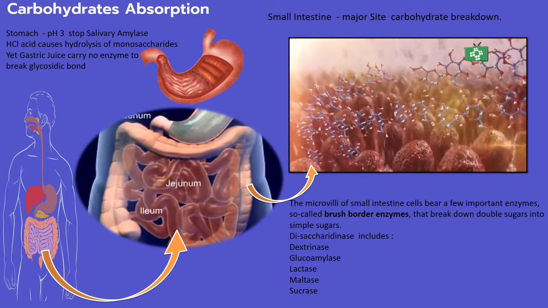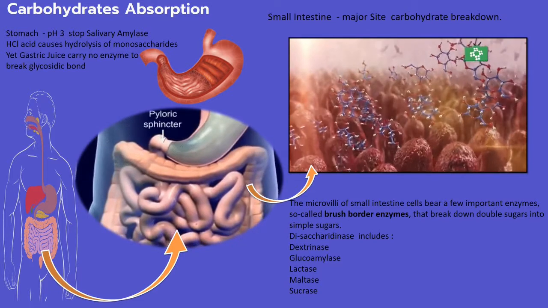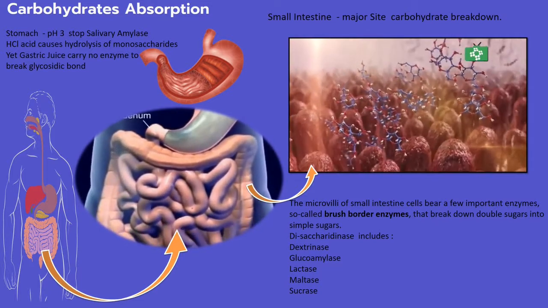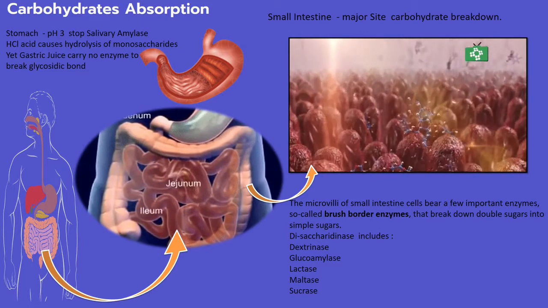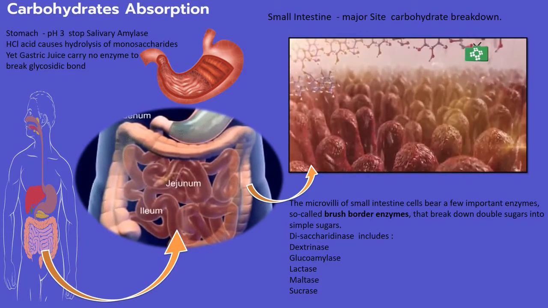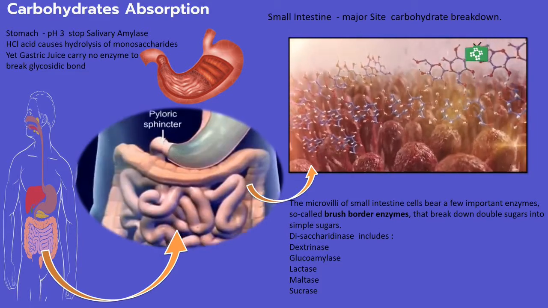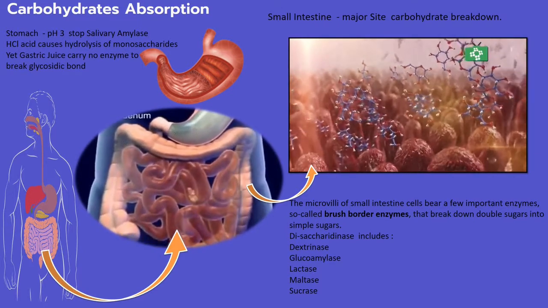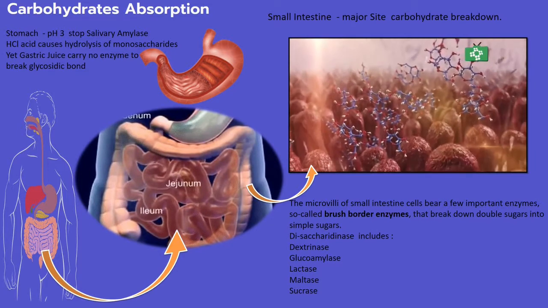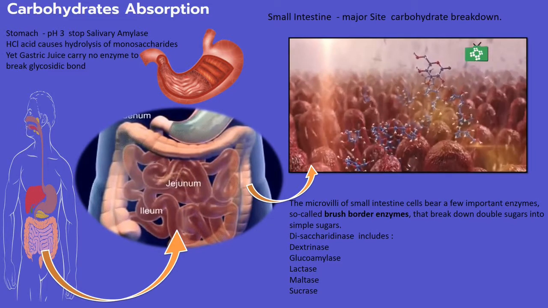The presence of hydrochloric acid will also cause the hydrolysis of monosaccharides, from which we have learned from our previous discussion that hydrolysis is the process of breaking down the polysaccharides or the disaccharides into smaller components of monomers.